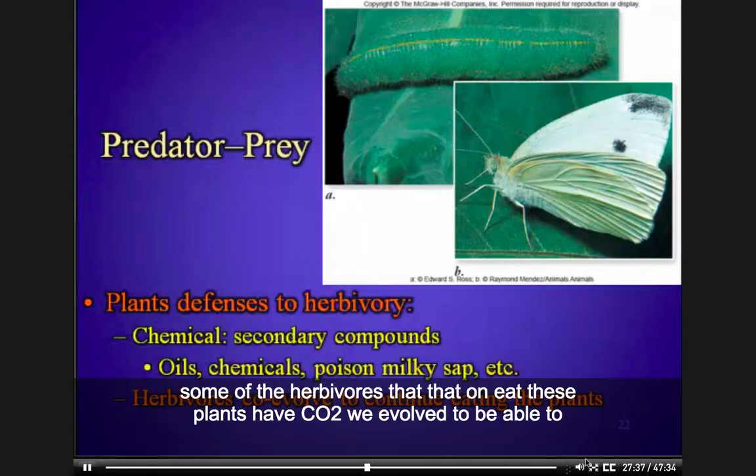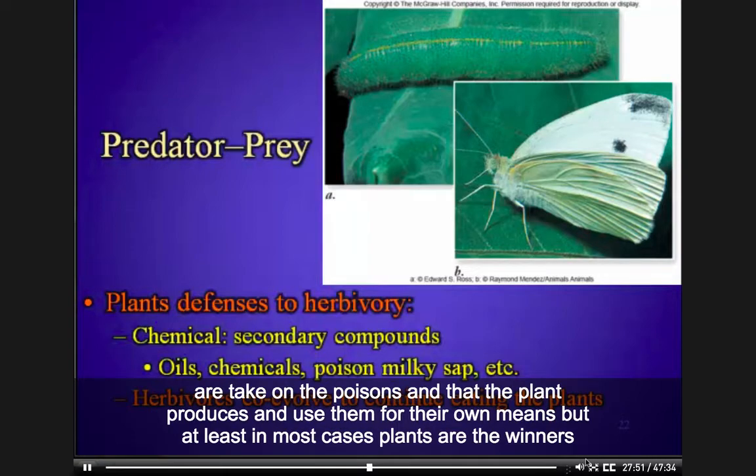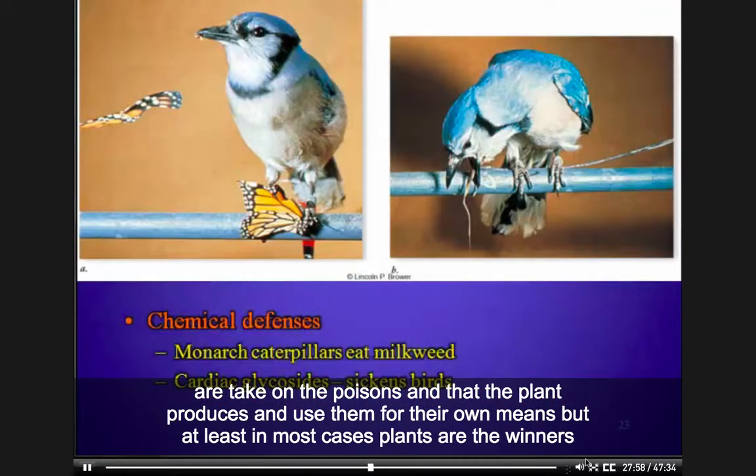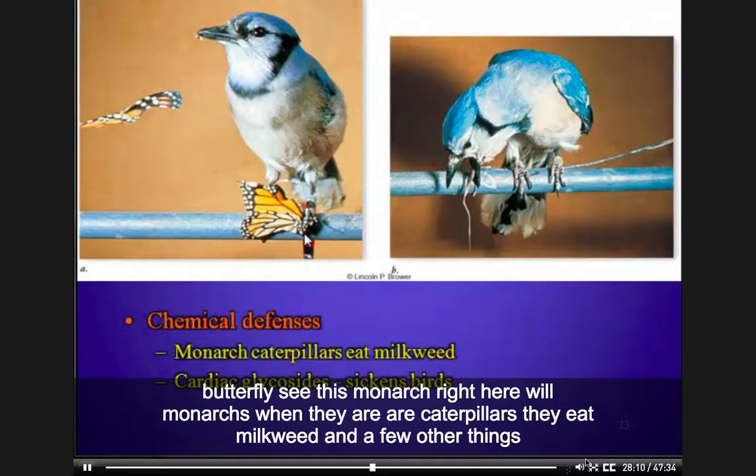However, some of the herbivores that eat these plants have co-evolved to be able to thwart the plant's defense. So in some cases, they actually take on the poisons that the plant produces and use them for their own means. But at least in most cases, plants are the winners. And here's a great example of using a plant's poisons for another end. In this case, we're talking about the monarch butterfly.